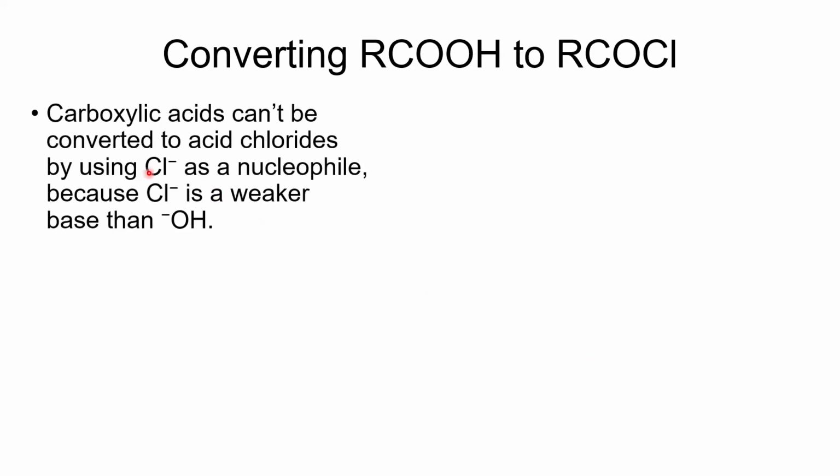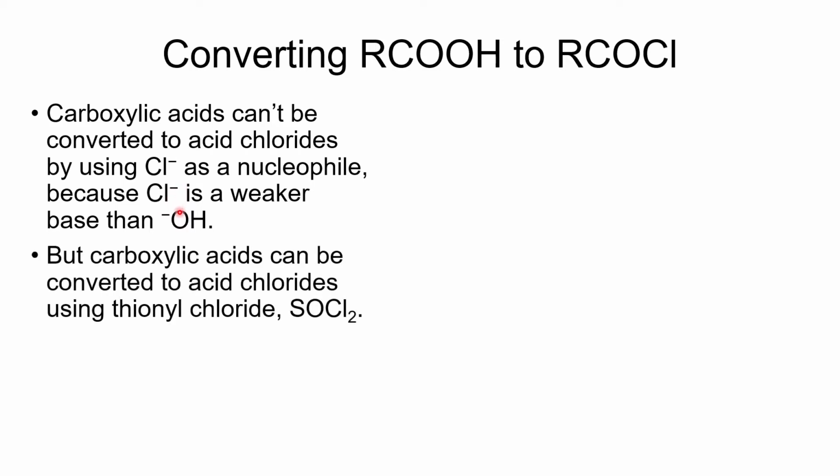All right, so if we want to convert a carboxylic acid into an acid chloride, we can't do it directly using chloride as a nucleophile. Chloride, while not very basic, is also just not that great of a nucleophile for nucleophilic acyl substitution. Because it is a weaker base than hydroxide, if we attempt to use chloride directly, we will get a lot of nothing going on.